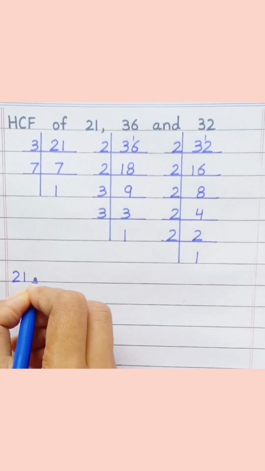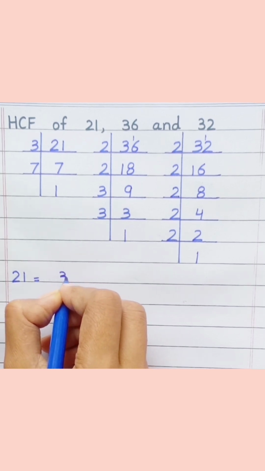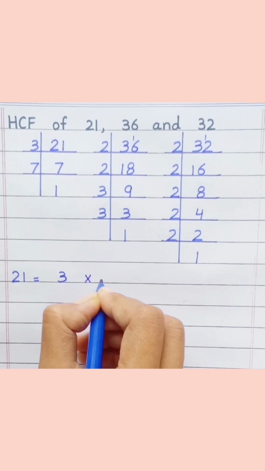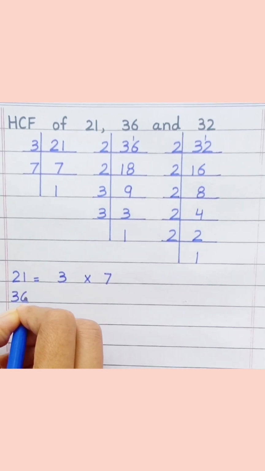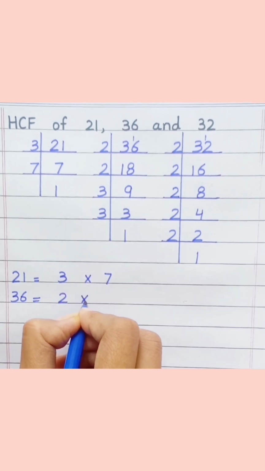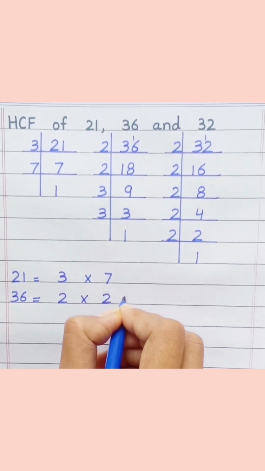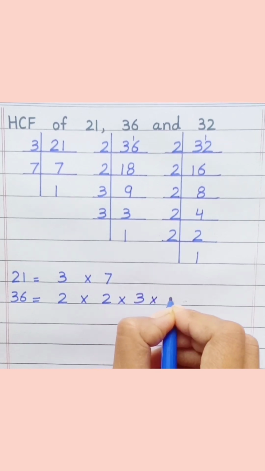21 equal 3 multiply 7. 36 equal 2 multiply 2 multiply 3 multiply 3.